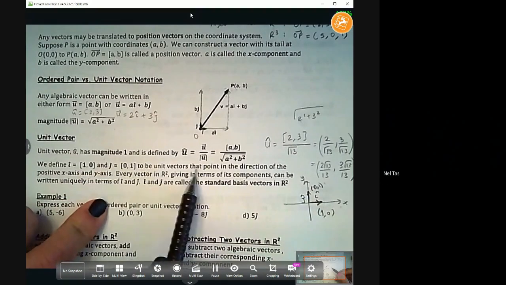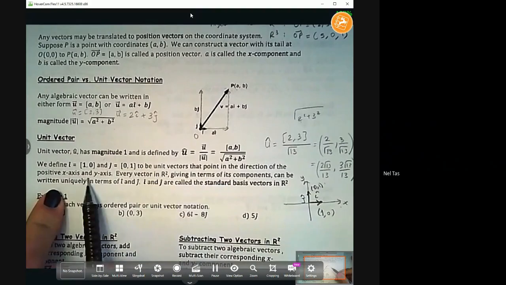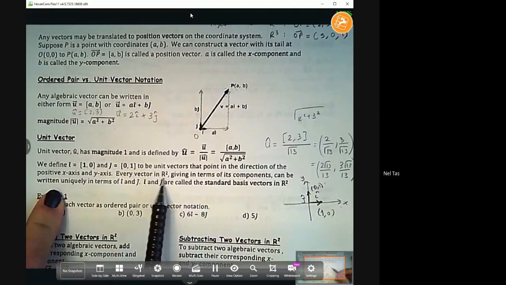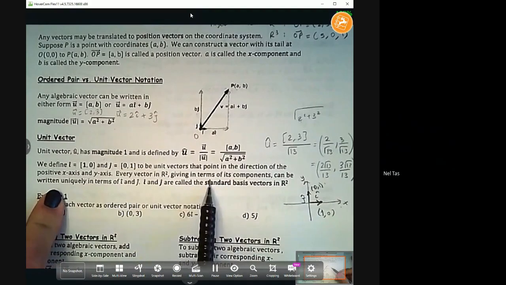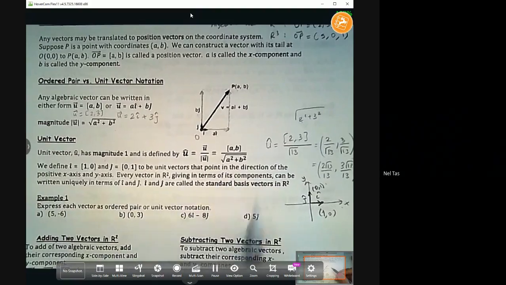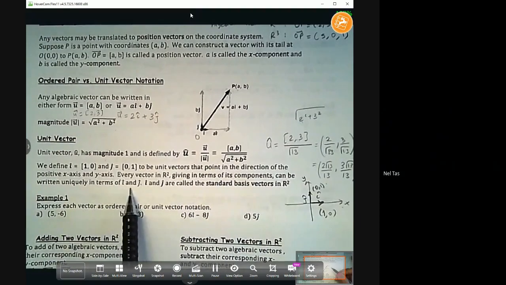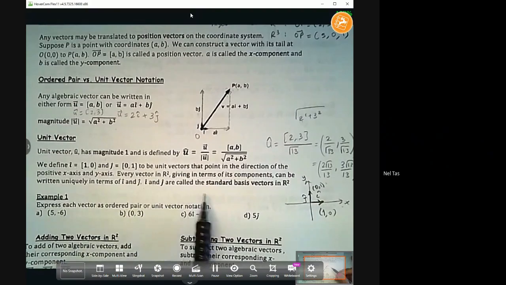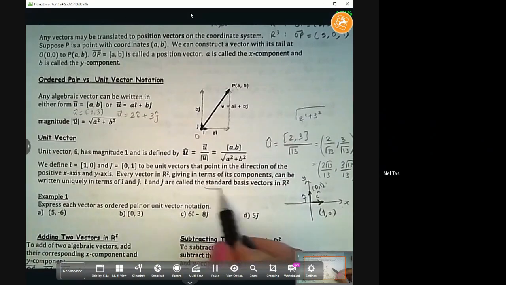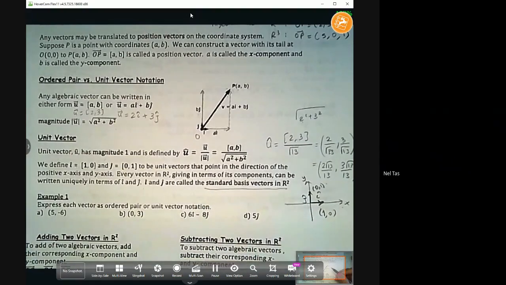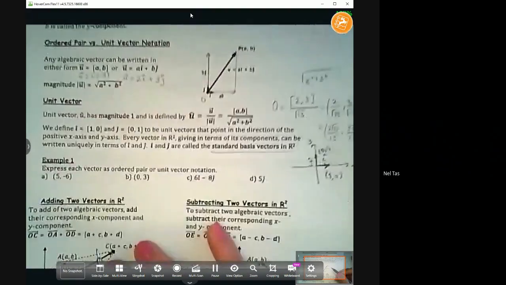So these are vectors that point in the direction of the positive x-axis and y-axis. Every vector in R2, given in terms of its components, can be written uniquely in terms of i vector and j vector. So i and j are called standard basis vectors in R2. So let's look at some examples.